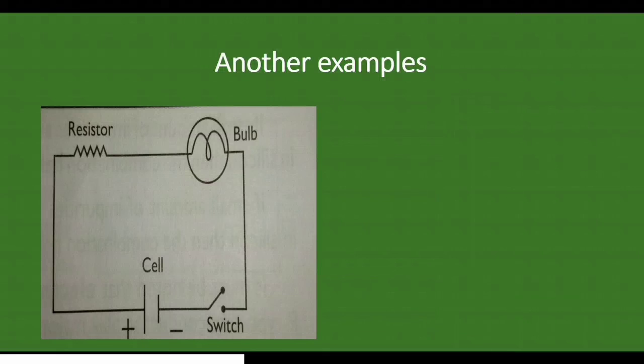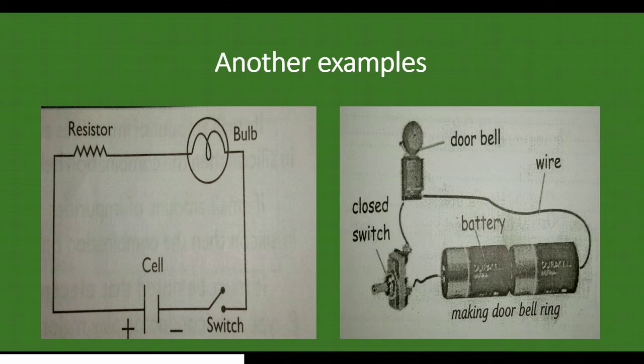We have another type. There is one type where we have the resistor over here. We have the bulb or the LED. And then we have the switch. This is an open switch. And then we have the cell. So this is one type of circuit.